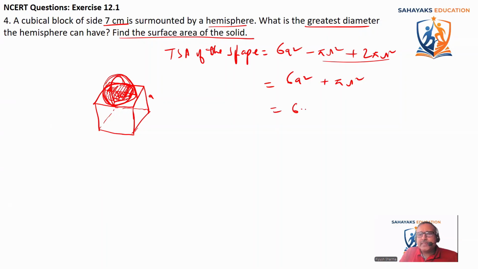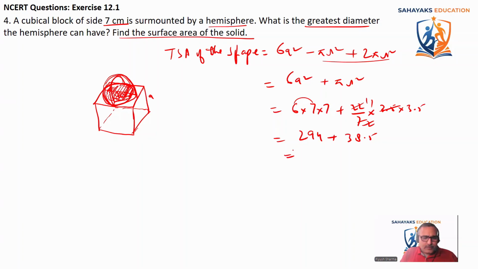So let's compute it. It is 6 into a square, which is 7 into 7, plus pi is 22 by 7 into r square. Radius is 3.5, so it is 3.5 into 3.5. 3.5 twos are 7, 11s are 38.5. So 6 times 49 is 294, plus 38.5, it comes out to be 332.5 centimeter square. So this is the area of the solid.